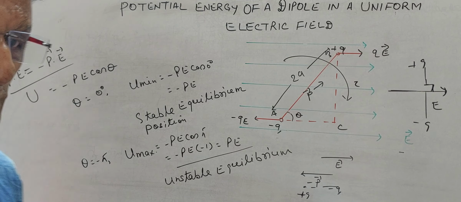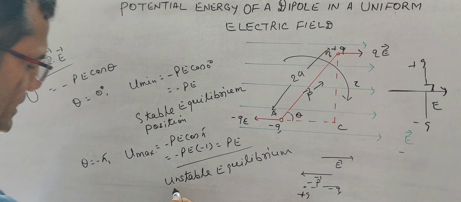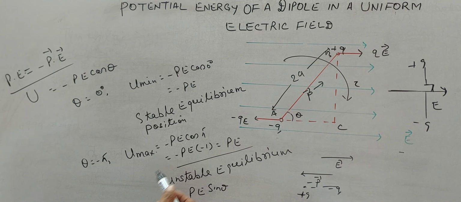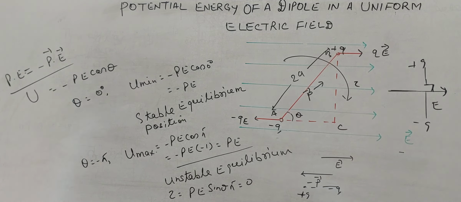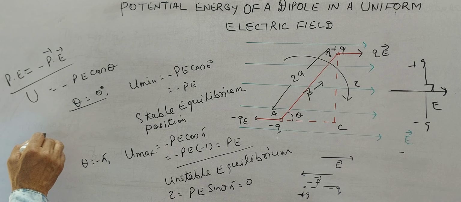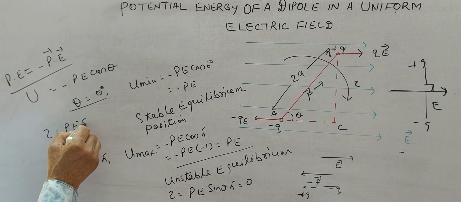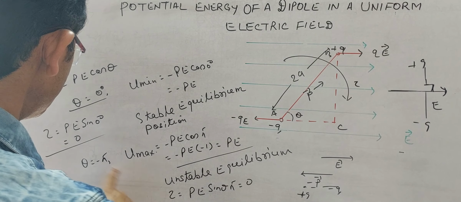In any equilibrium, whether stable or unstable, the total torque and force should be 0. The torque is equal to pE sin theta. At unstable equilibrium our angle is pi, and sin pi has the value 0, so the torque comes out 0. In the same way, in the stable equilibrium position your angle is 0, so the torque is pE sin 0 degrees, which is also 0. So in any case, whether stable or unstable equilibrium, our net torque comes out 0.